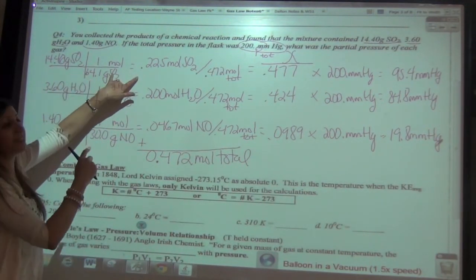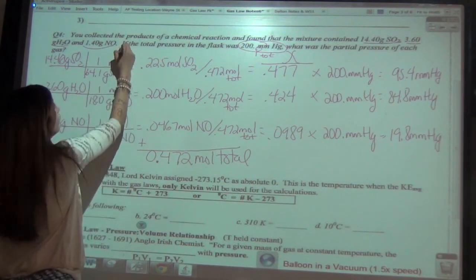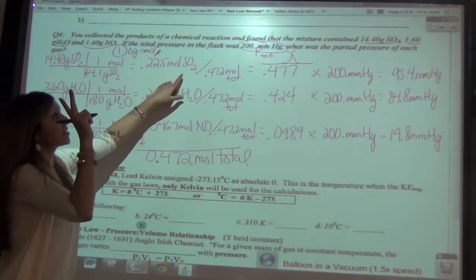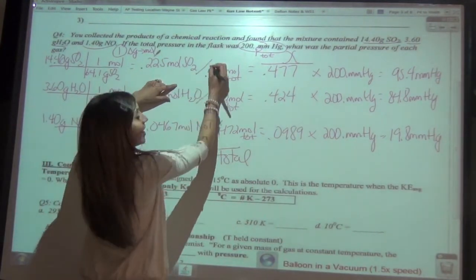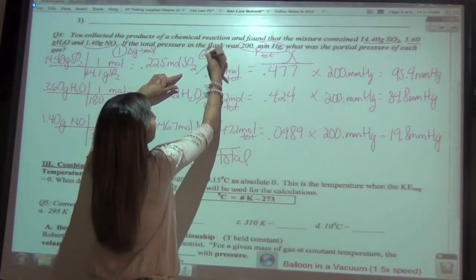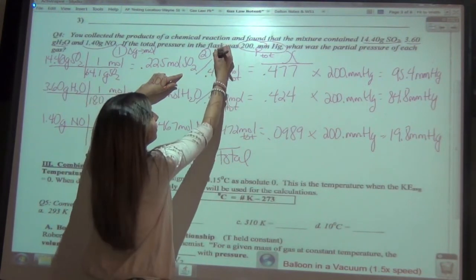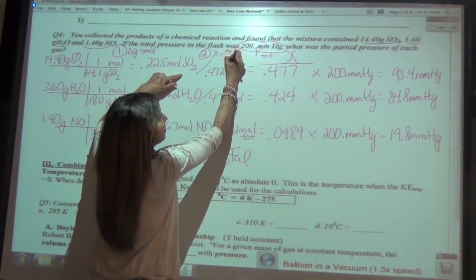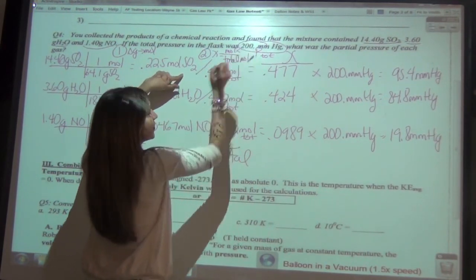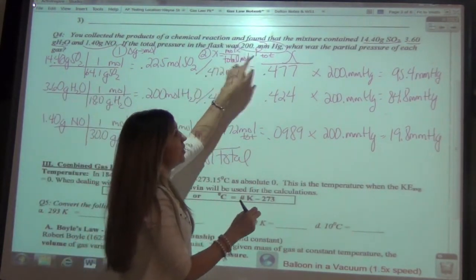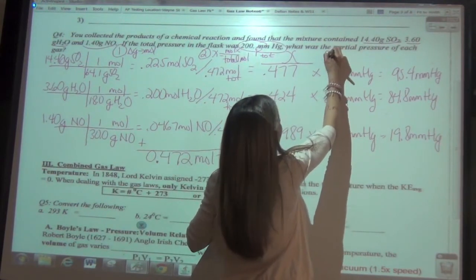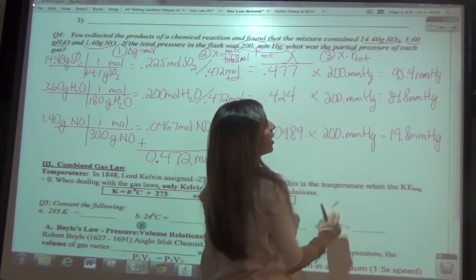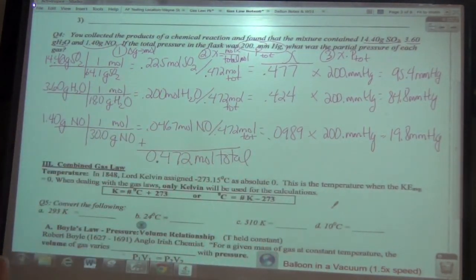Okay, so just as a recap, step number one, let's just go back up and fill this in. Step number one, all we did was we changed grams to moles. That was it. Step number two was we had to find chi. How do you find chi? Chi is equal to moles of X divided by your total moles. Okay? That was our second step. Our third step, once you know your chi, what do you multiply chi by? Your total pressure. And once you do that, you're going to get your final answer.